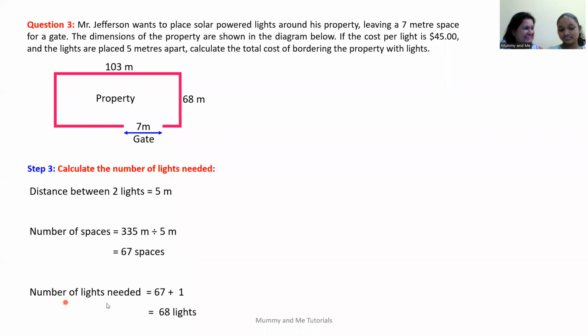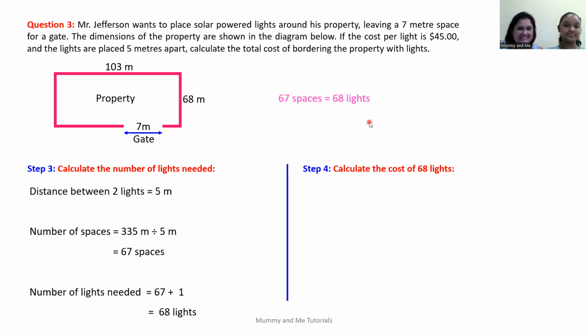Oh, so can we calculate the number of lights? Yes. So since the property is an open space, the number of lights needed will be equal to 1 more than the number of spaces, which is 67 plus 1, and we will get 68 lights. Oh, great job. So therefore, 67 spaces equal 68 lights.